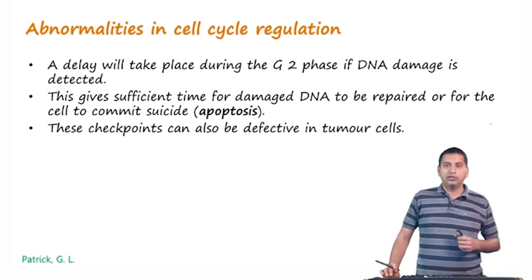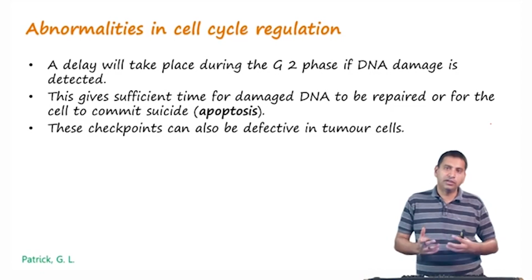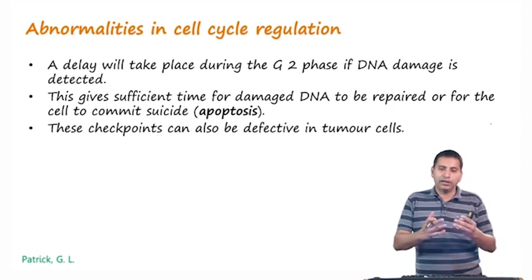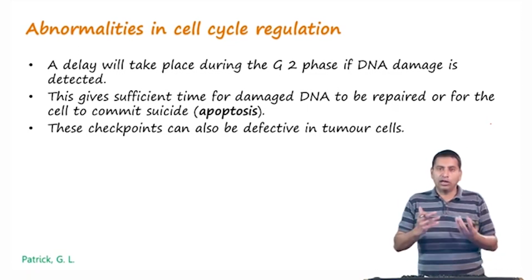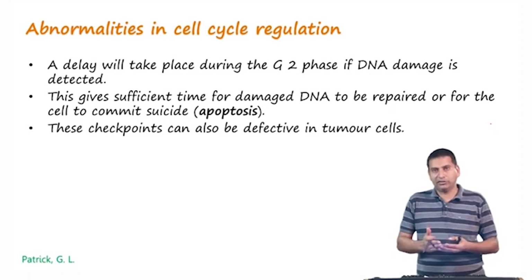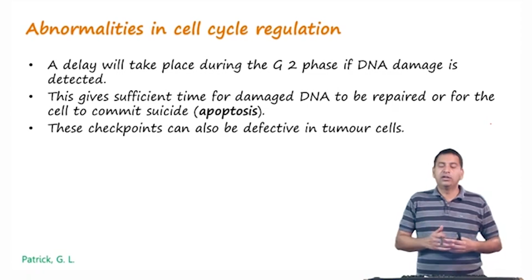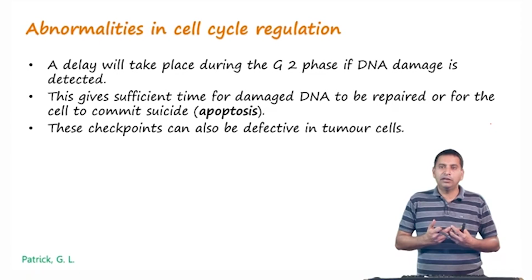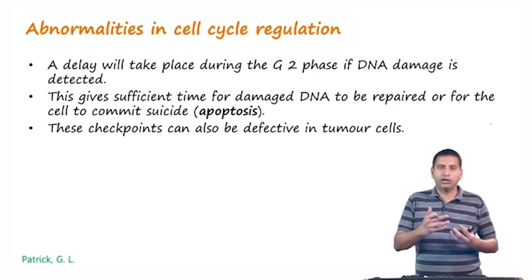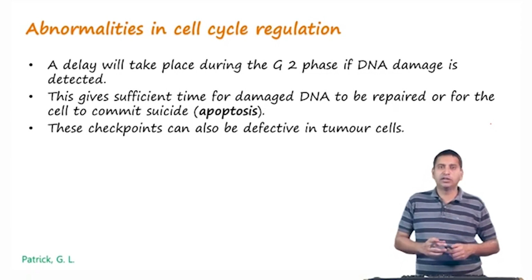A delay will take place during the G2 phase, as we have discussed earlier, in case DNA damage is detected. As we have discussed previously, cancers are frequently associated with damaged DNA, and therefore one would argue that in the G2 phase there should be an arrest because there is going to be a significant amount of DNA damage in the cell. If, in the time given for repair, DNA damage repair is not possible, then another signal is given for the cell to commit suicide. These checkpoints also become defective in tumor cells.